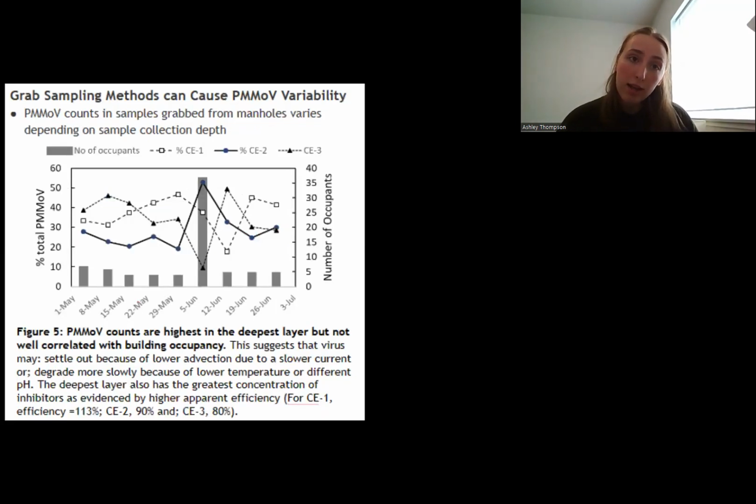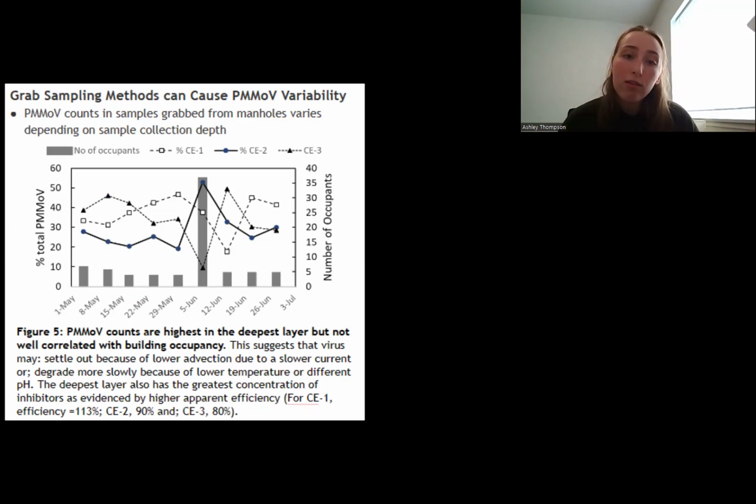Within a grab site, you can also see variations in the samples depending on the sampling method that is being used to collect the sample to begin with. Site CE is a university that was monitored over the summer to determine how collection depth varies our PMMoV data. What we found is that the deeper you sample, the more the virus has settled out and the more inhibitors that are likely to be present.